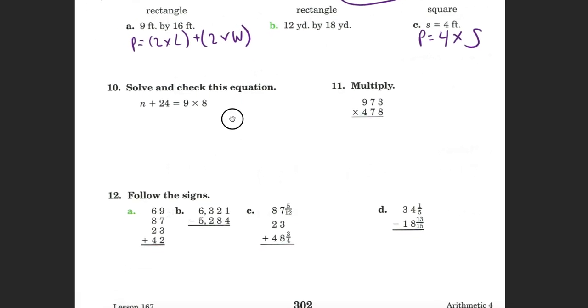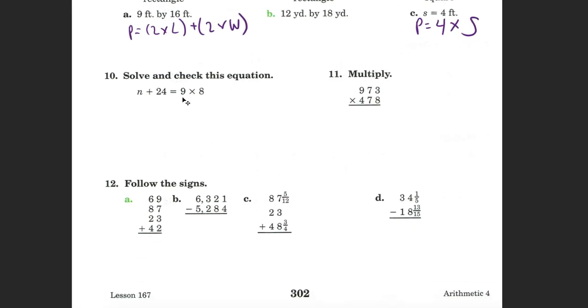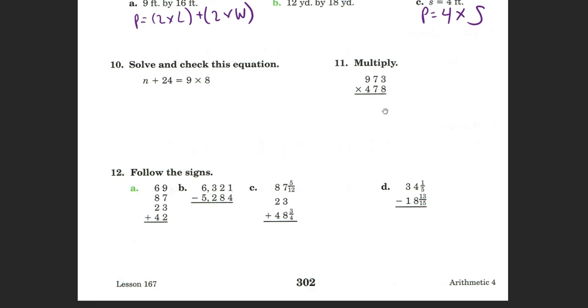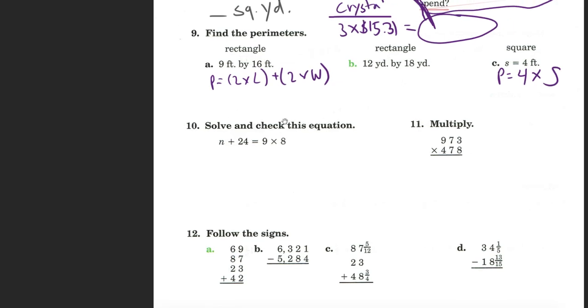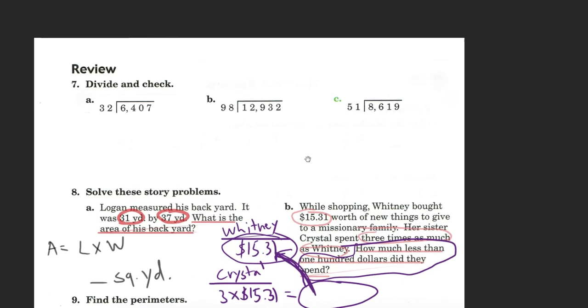Solve and check this equation. All right, just remember you should do the side with no letters in it first, and then solve for n. Multiply. All right, follow the signs. Okay, should be pretty straightforward. All right, okay, that's about it.